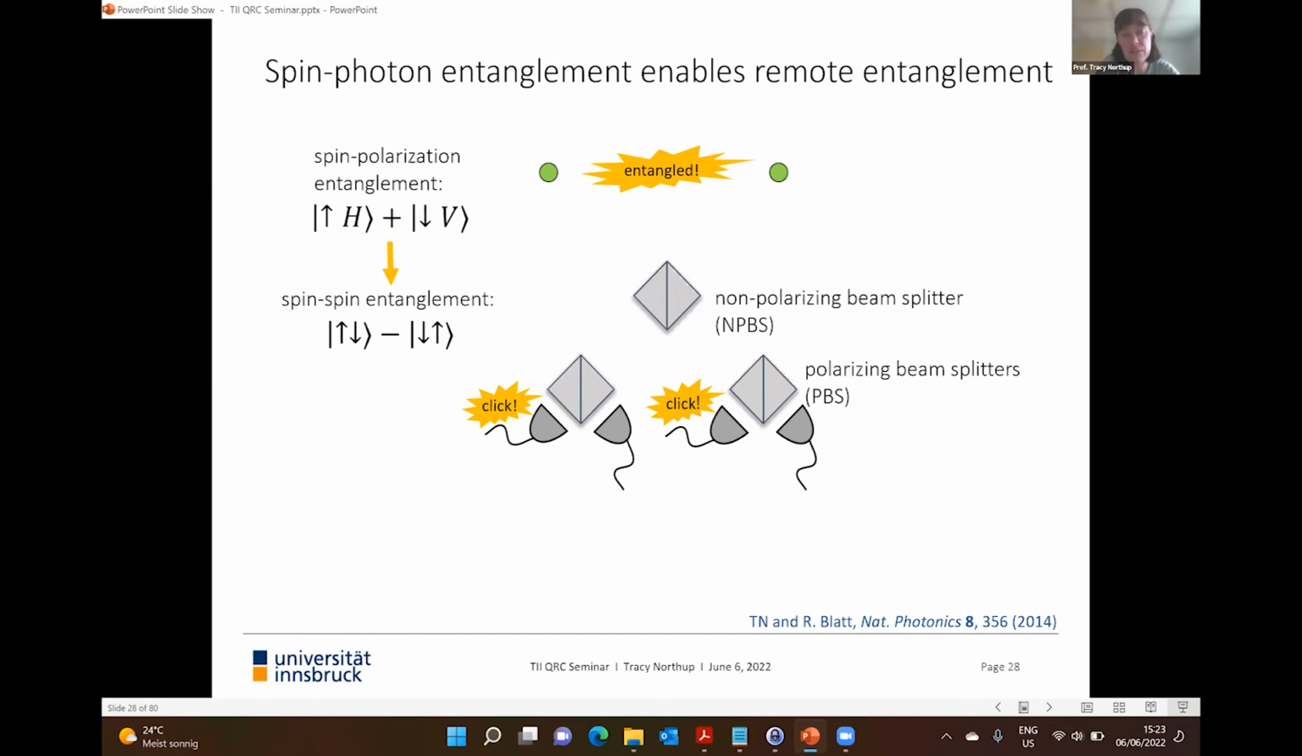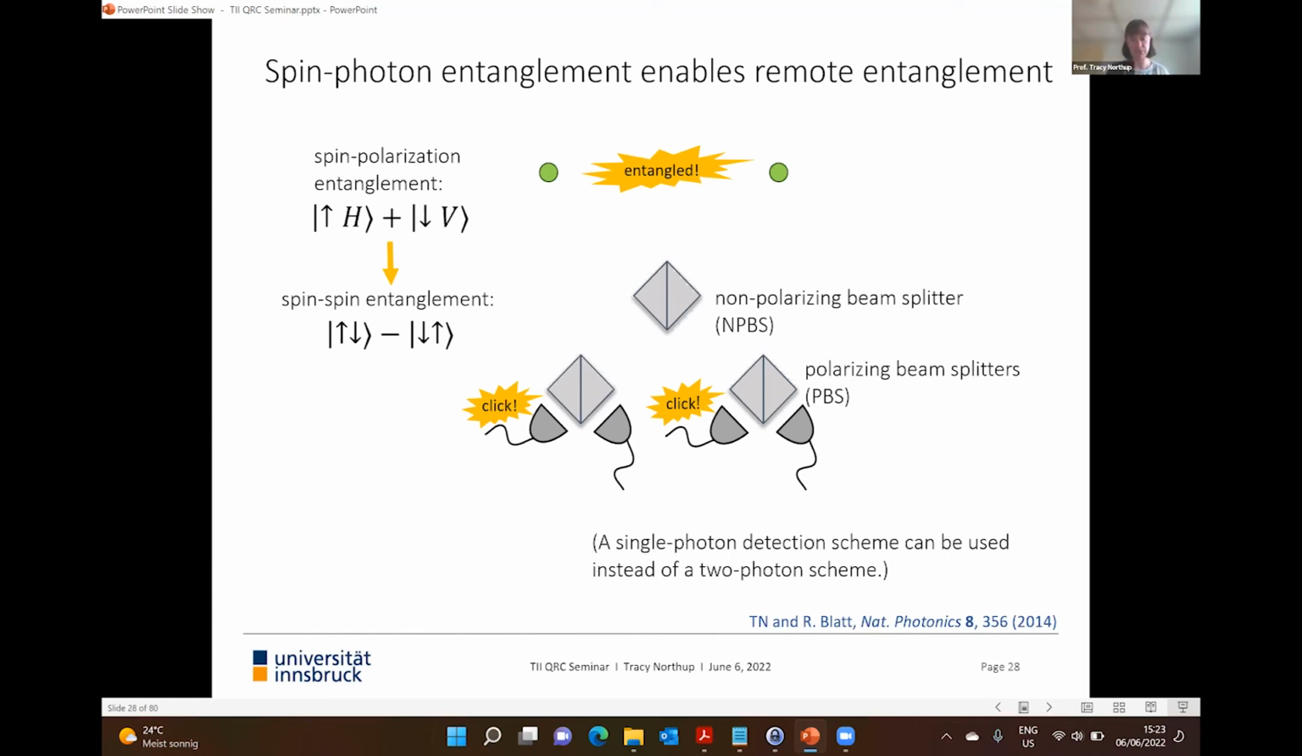By detecting the photons, this particular detection pattern leads to an anti-symmetric entangled state of the two spins, where we have either up-down or down-up, and there's a phase of pi between those two states. Here I'm describing a detection scheme based on two photons. There are also ways to entangle remote spins based on a single-photon detection scheme, but I won't go into that here. I'm happy to talk about it.